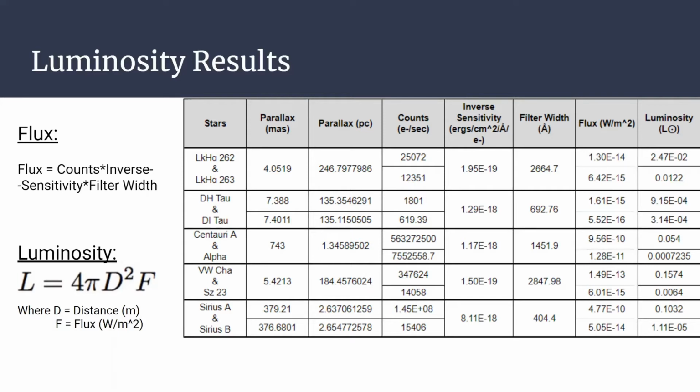Now that we have flux for each source, we just need to convert our parallax angle from milliarc seconds to meters. This is done by first converting it to parsecs, and then multiplying by the amount of meters in a parsec, which happens to be 3.086 times 10 to the 16th. We now have all the needed numbers to be able to calculate luminosity in units of solar luminosities by using the above luminosity equation and dividing by the luminosity of the sun, which is 3.846 times 10 to the 26 watts.